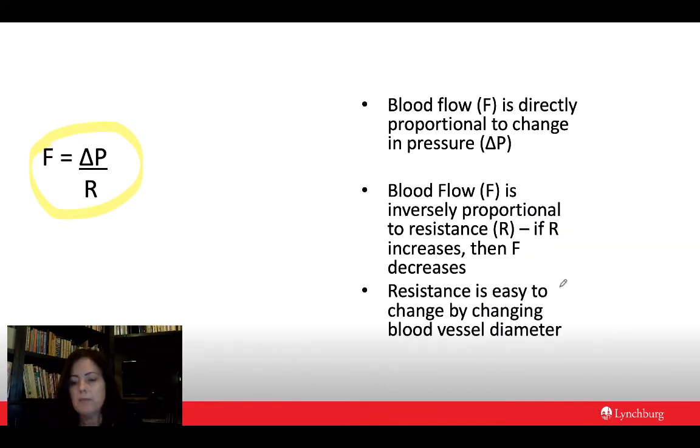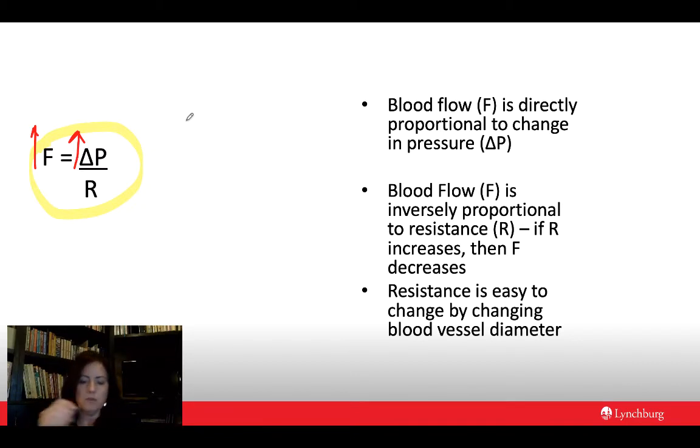Okay, we talked about this before break two, and this is the relationship that we see between blood flow and change in pressure over resistance. Blood flow is directly proportional to change in pressure. So meaning that if we have change in pressure increasing, what's going to happen to blood flow? It's going to increase as well. Okay, so they're going to do the same thing.